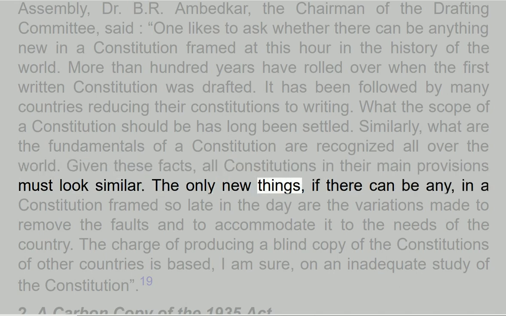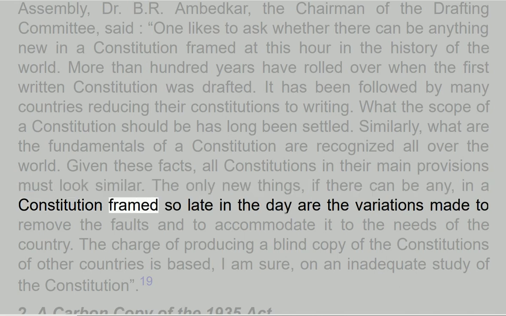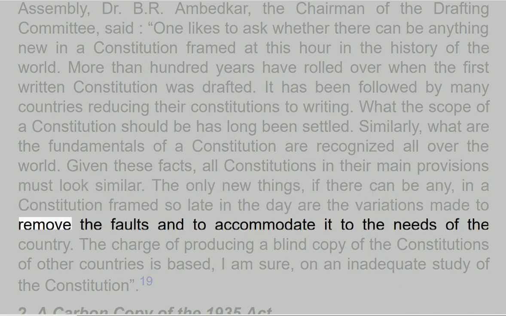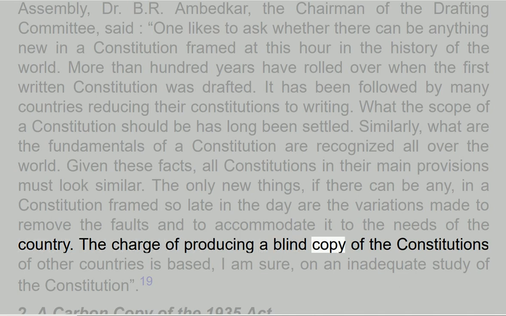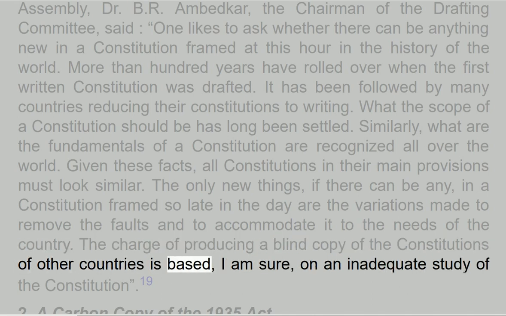The only new things, if there can be any, in a constitution framed so late in the day are the variations made to remove the faults and to accommodate it to the needs of the country. The charge of producing a blind copy of the constitutions of other countries is based, I am sure, on an inadequate study of the Constitution."